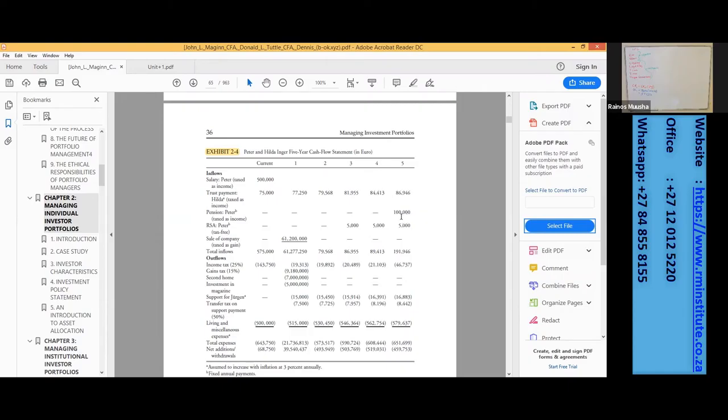Then Peter also has what we call an RSA investment. And from this RSA investment he is expecting to earn a fixed amount of 5,000 3 years from now as well. So from year 3 onwards, he's expecting to earn 5,000 from this particular investment.